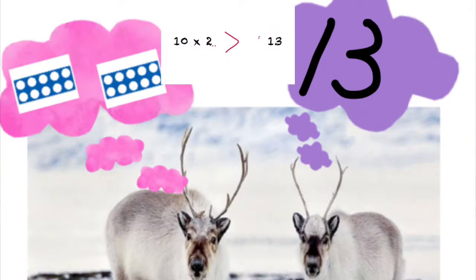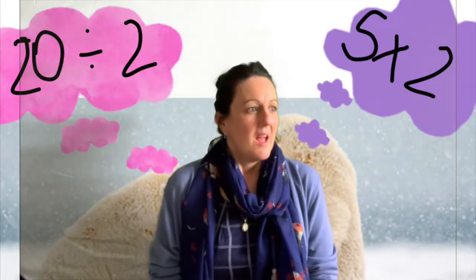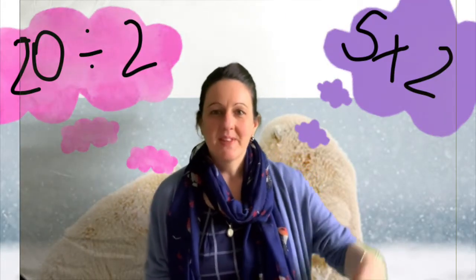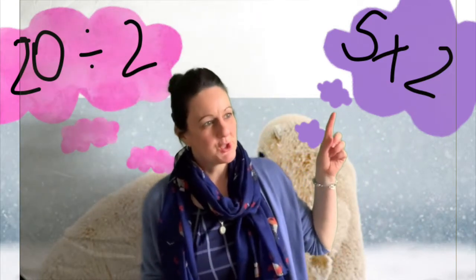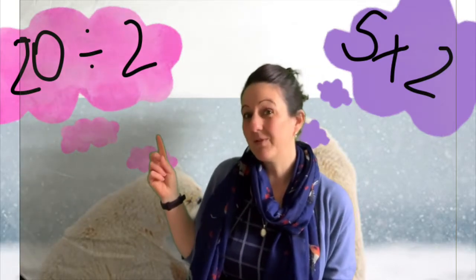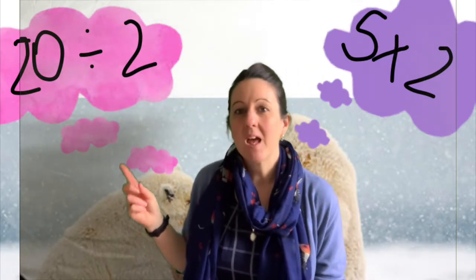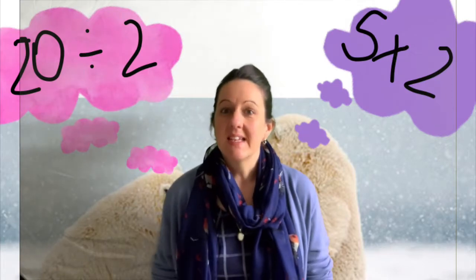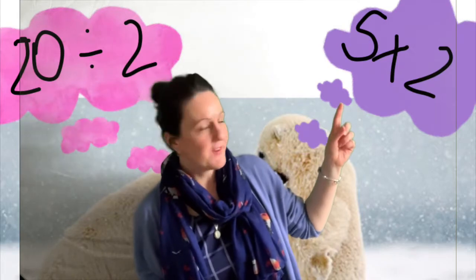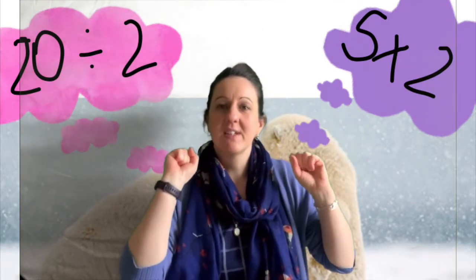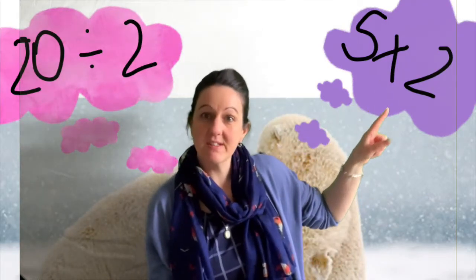Okay, now for the next one. Now, have a look at this one. Now we've got 2 number sentences, 5 times 2 and 20 divided by 2. So we've done our first step to success. Now let's do our multiplying and dividing. So 5 times 2, 5, 10. There's 10 on this side.